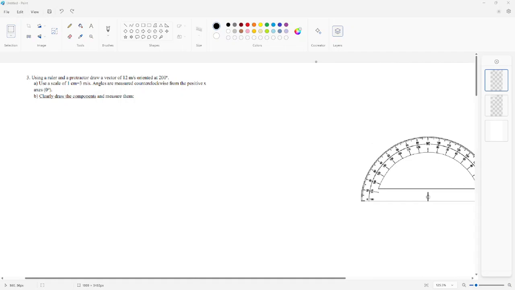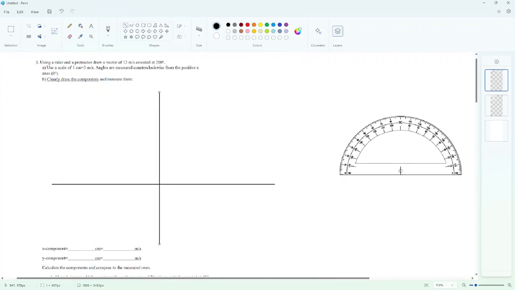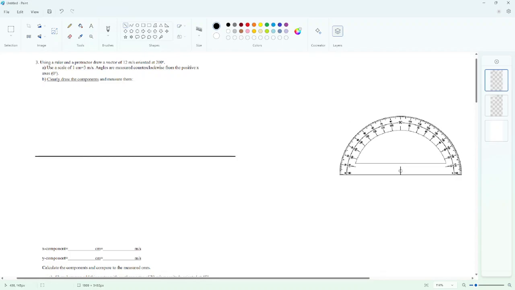Use a scale of 1 centimeter equals 3 meters per second. Angles are measured counterclockwise from the positive x-axis. Clearly draw the components and measure them. Okay, so for this, I am working digitally, so I do not have either a ruler or a protractor except for that one over there. But I'm working with MS Paint, so it's not going to go too well. So I'm going to be using a little bit of estimation here.